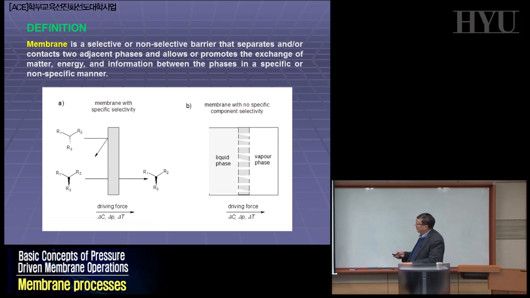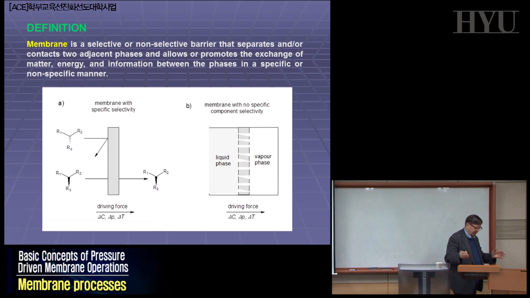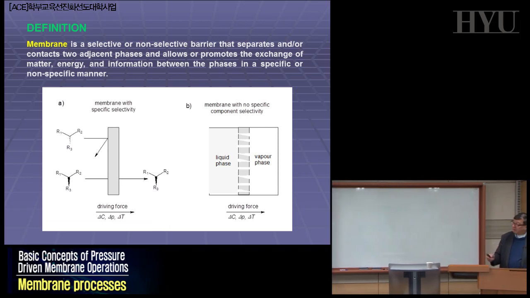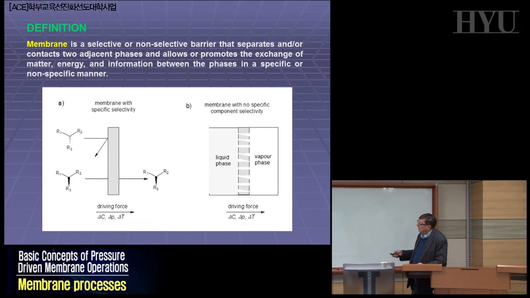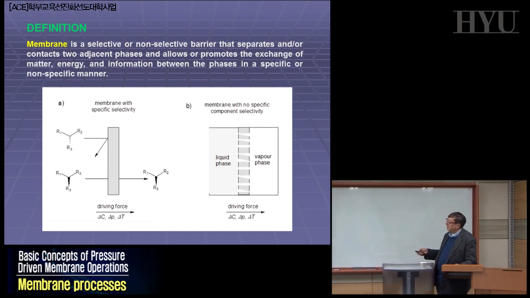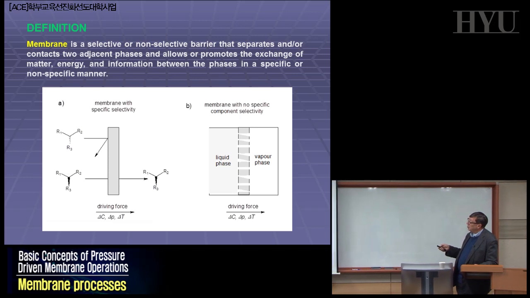So let's start by giving a definition. What is a membrane? This is a very wide definition. You can see here, a membrane is defined as a selective or non-selective barrier that separates and or puts in contact two adjacent phases and allows or promotes the exchange of matter, but also of energy and information between the phases in a specific or non-specific manner.